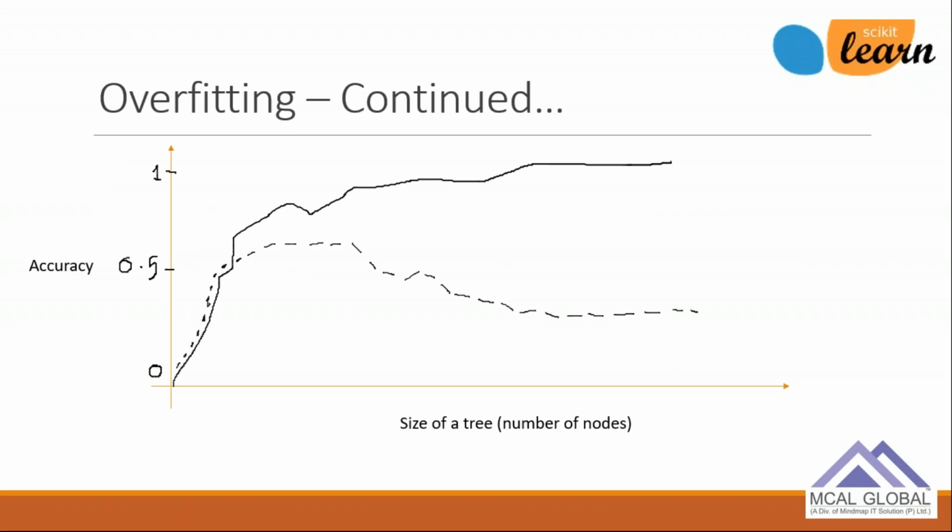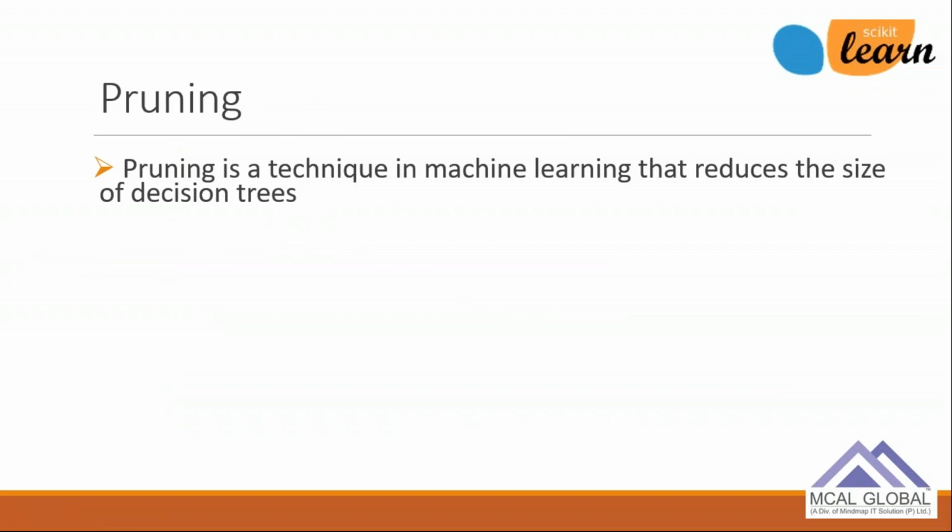Size of a tree, the number of nodes. So if I increase it, my accuracy will be 1. But what is this accuracy? This is the training accuracy. And this is my testing accuracy. So at one point of time, my training will keep on increasing, but my test will reduce. We learned this when we were learning overfitting and underfitting. Okay, so I think this is very clear.